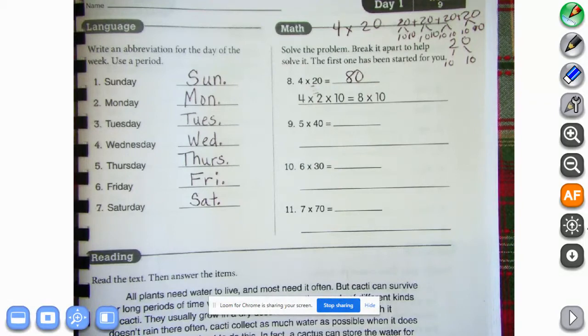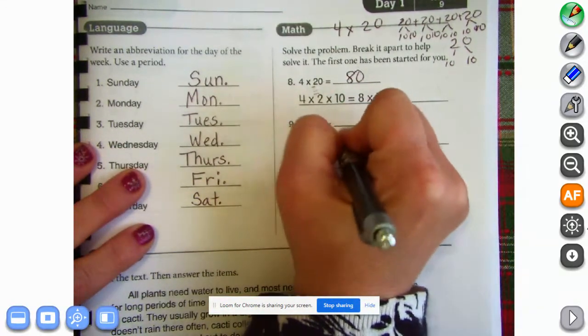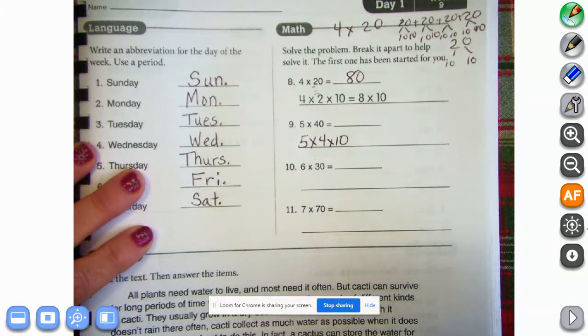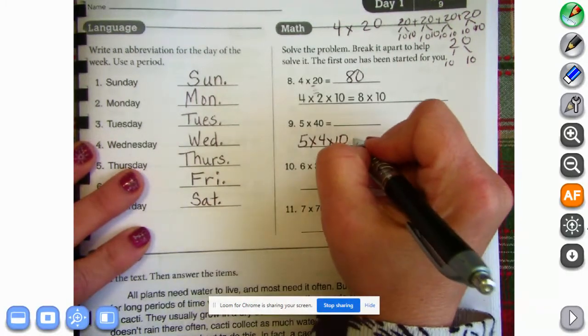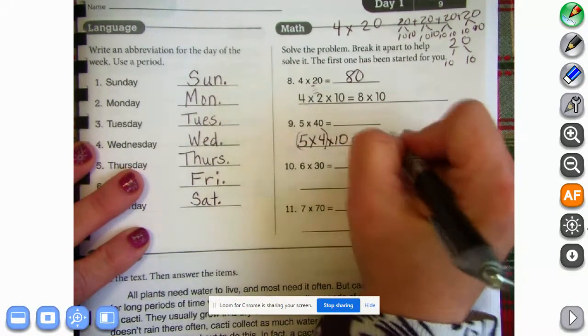Break it apart to help you solve it. The first one has been started for you. 4 times 20 was broken into 4 times 2 times 10. And they broke it into an 8 times 10, which we could skip count by 10. So now we can take 5 times 40, and we can turn that into 5 times 4 times 10. Okay, which is equal to, I can do 20 times 10.